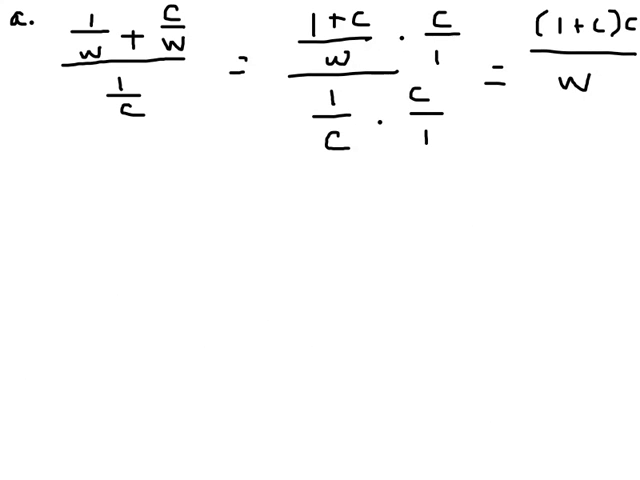Alright, your practice problem A. I have 1 over w plus c over w equals 1 divided by c. This already has a common denominator, so all I have to do is put 1 plus c over w divided by 1 over c. See, this one's really easy. Flip this one and multiply on top and bottom. This and this should cross cancel out. When I multiply across, 1 plus c times c, and I'm just going to leave it like that for right now, okay? And w times 1 is w, okay?